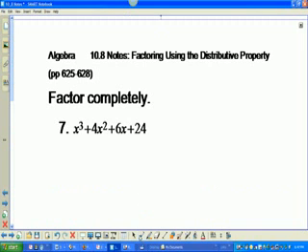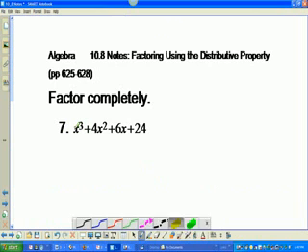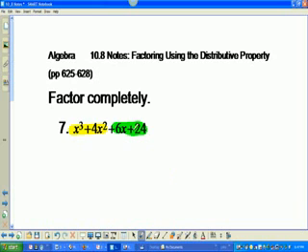First of all, I've looked. Does anything go in all 4 terms? No, it doesn't. So I'm going to factor x squared plus 4x. Then I'm going to turn around and factor 6x plus 24. Anytime you have 4 terms, you might want to think of it that way.